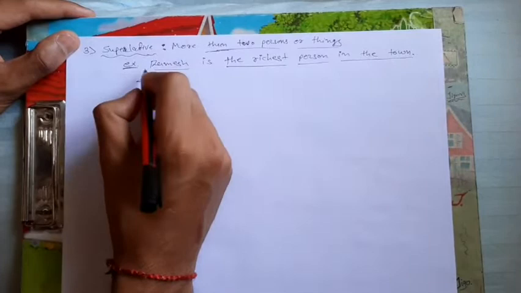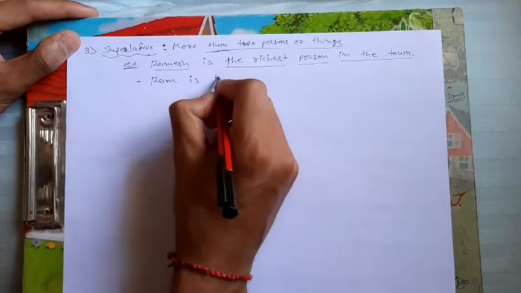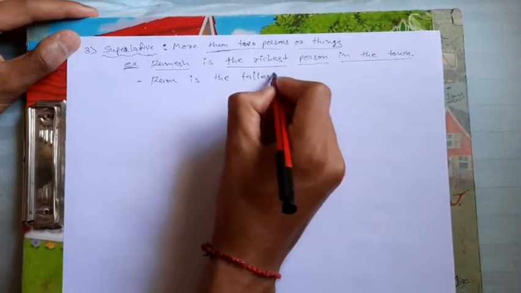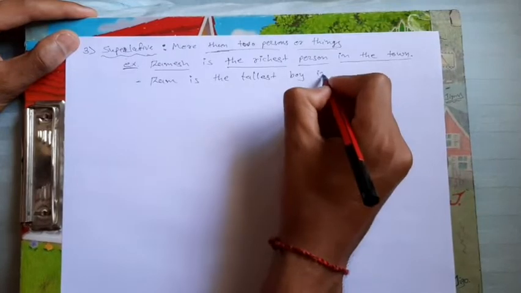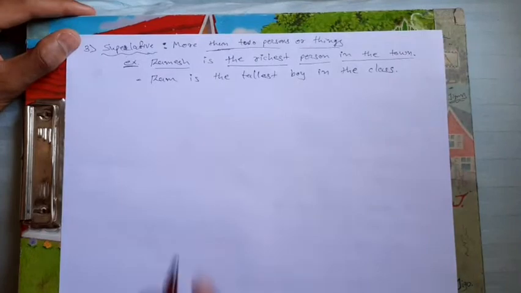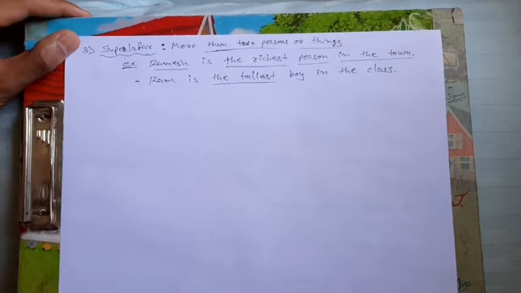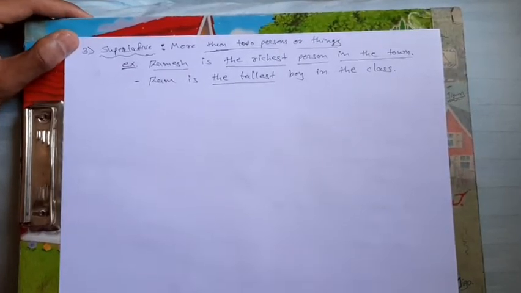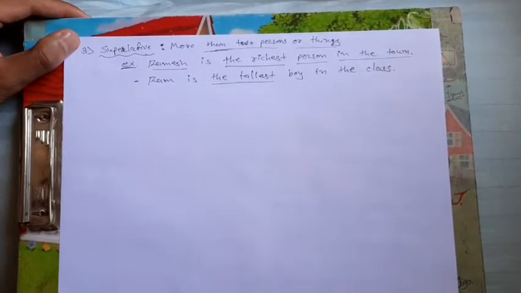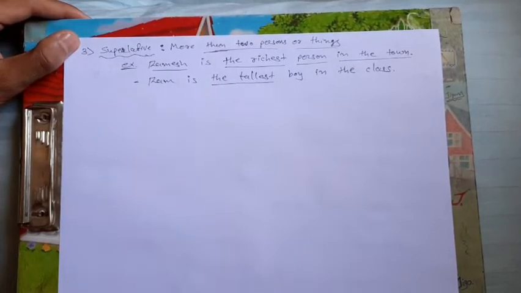Another example is Ram is the tallest boy in the class. Here we can see Ram is the tallest boy in the class. Ram is the tallest of all the boys in the whole class. So we are talking about more than two persons or things for the highest degree of quality. For the highest degree of quality, at that time we will use superlative degree.